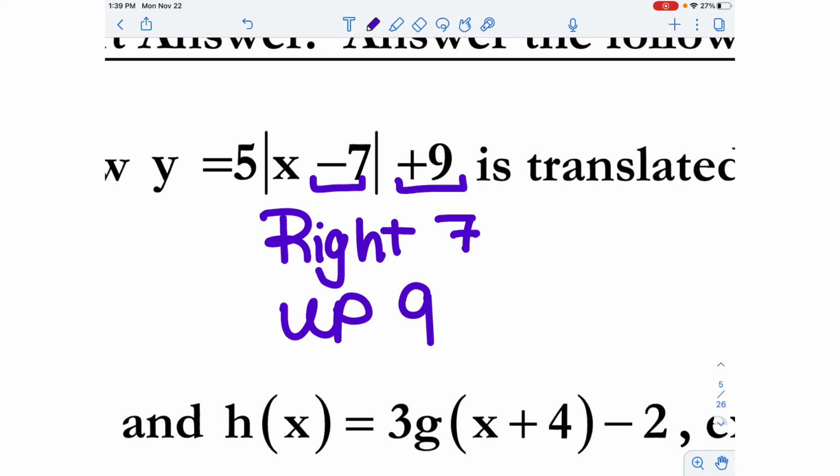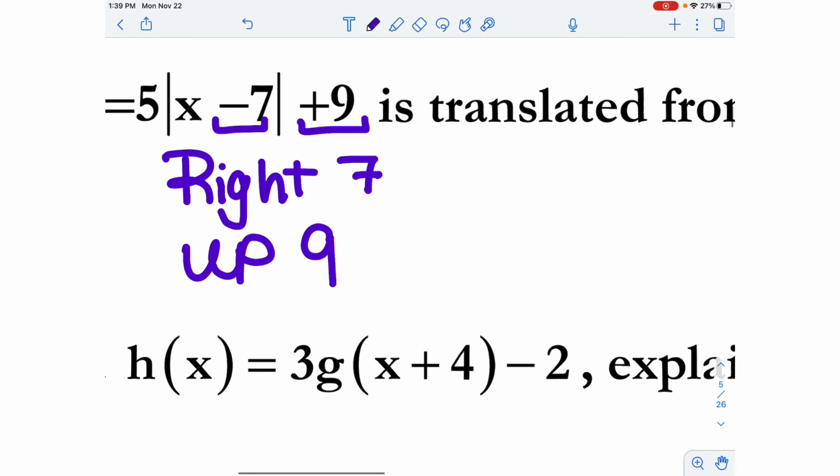And then last, there's one more thing that happened, and it's this 5 out in front. So this is a vertical stretch.